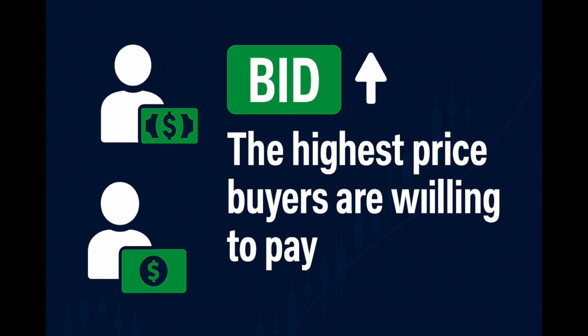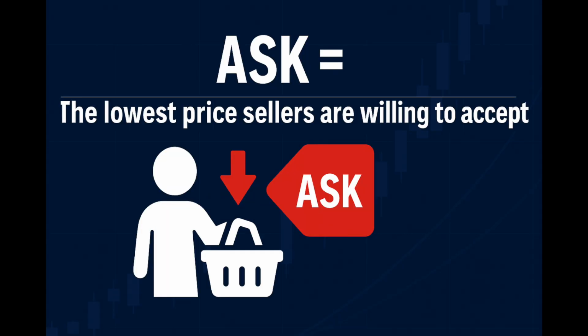The bid is the highest price that buyers in the market are currently willing to pay. Think of it as what people are bidding for an item. The ask is the lowest price that sellers are willing to accept. It's what someone is asking for in order to sell.